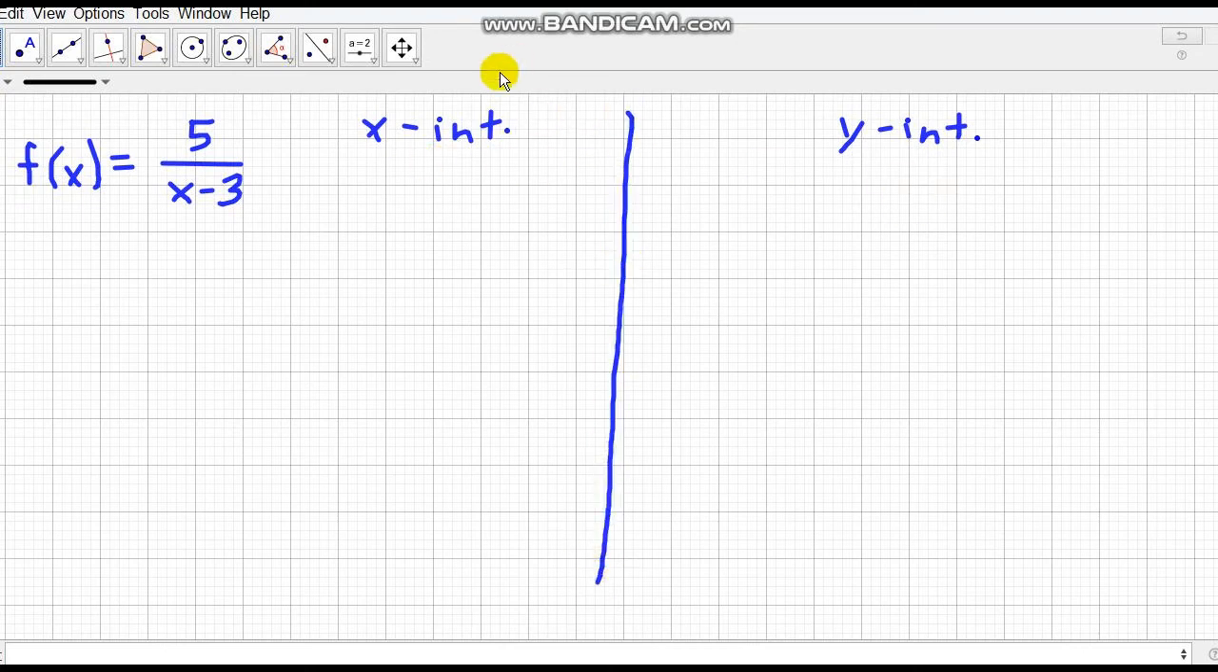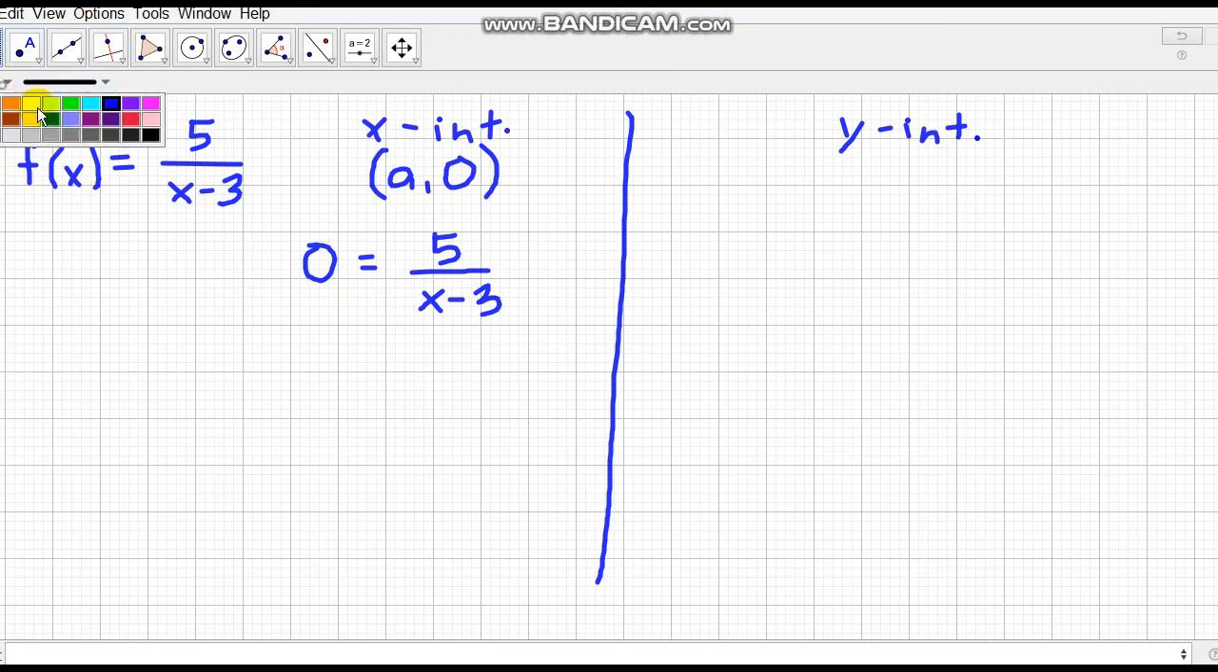For the x-intercept, it is represented as (a, 0), where a is any real number. Therefore, what we're going to do is set the value of y as 0, then solve for x. In this case, y is represented as f of x. So we're going to replace f of x with 0, then solve for x. We'll now have 0 is equal to 5 over x minus 3. Next, we multiply both sides by x minus 3 so that we can get rid of the denominator.